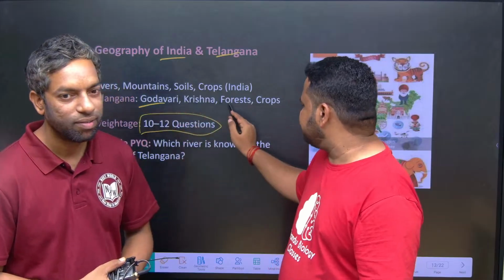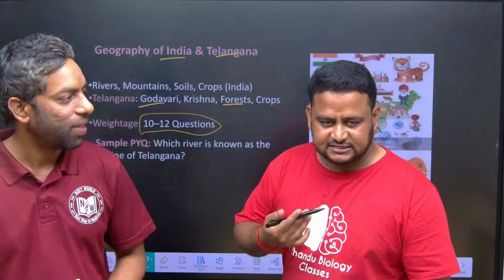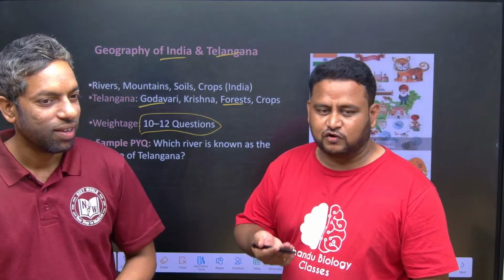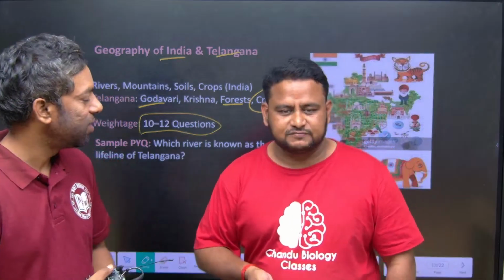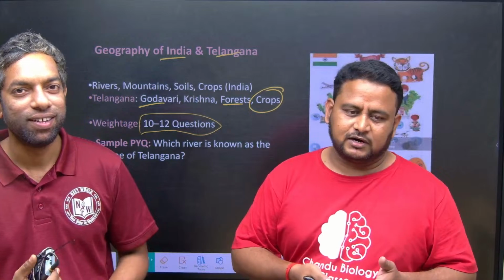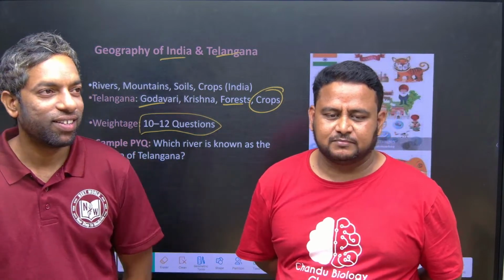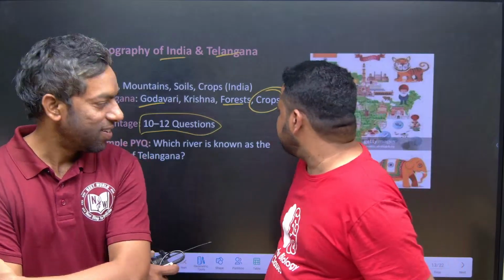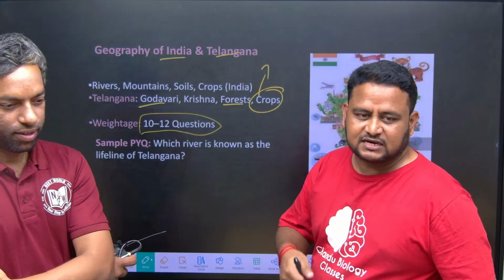And when it comes to forests, they can ask what types of forest we have: evergreen, deciduous, coniferous. Coming to crops, what are the crops we have? Whether it is paddy dominated or wheat dominated, and about vegetables. We have one scheme called the TOP scheme. All these things you must be knowing. Next, coming to crops, you must also know what types of crops grow in the Rabi season and Kharif season.